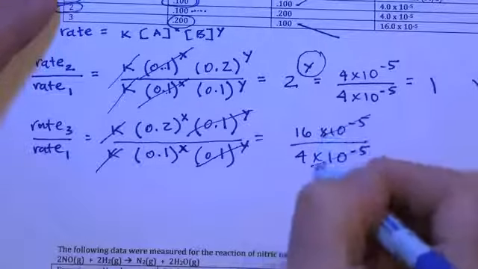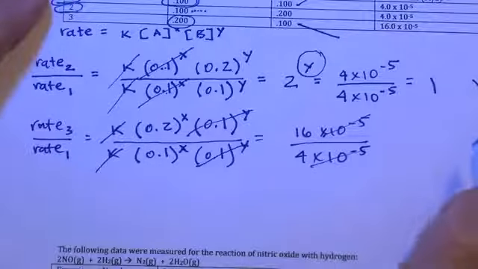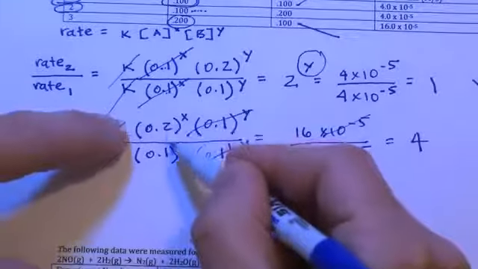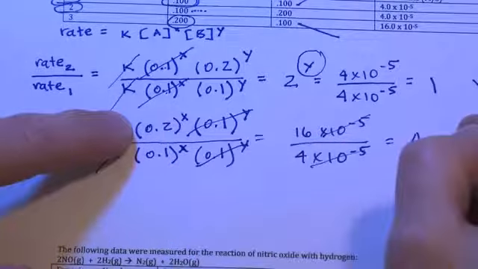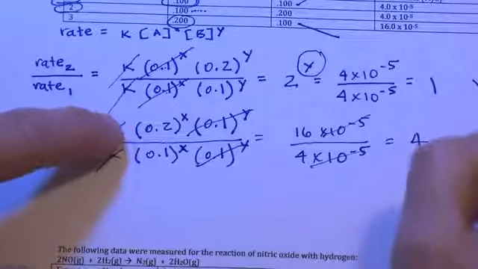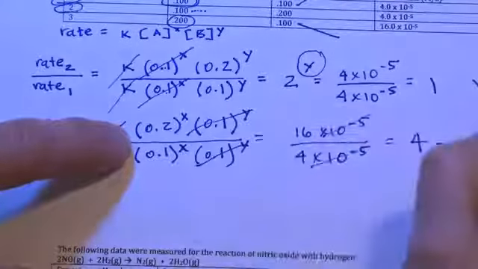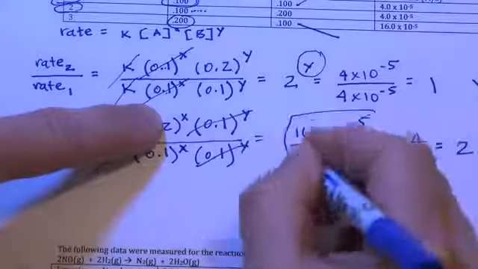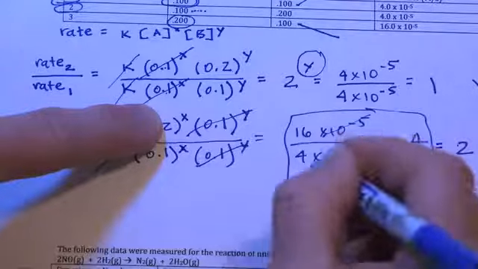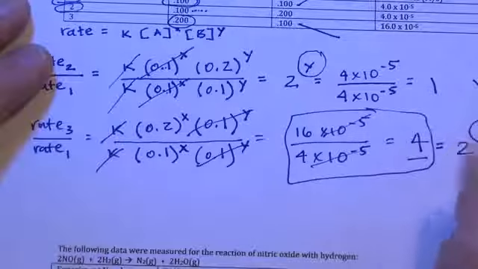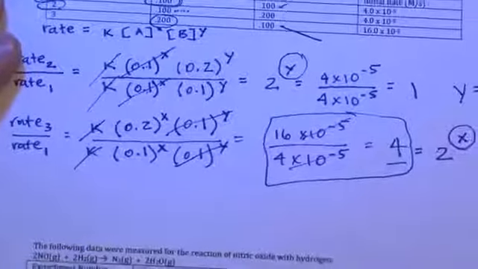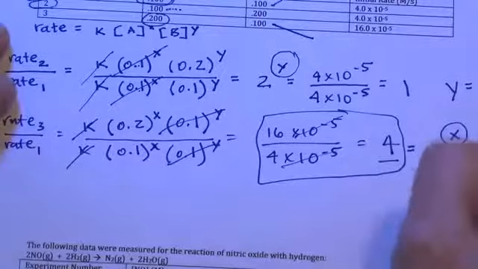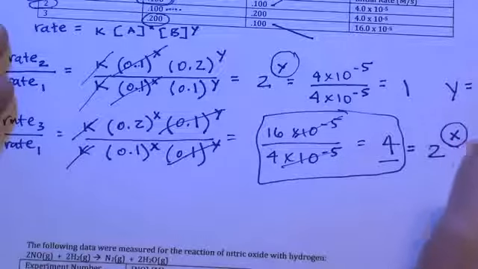Whoa, the negative 5ths go away. Very nice. 16 divided by 4 is 4, it looks like. So I have 0.2 divided by 0.1 to the x power, and so I could write it this way. 0.2 divided by 0.1 once again is 2, and it has to be raised to the x power, and it has to equal 4, because that's what these rates end up equaling. 16 divided by 4 is 4. What must the exponent x be to make 2 equal to 4? Well, of course, 2 to the second power is 4, so that means x has to be equal to 2.